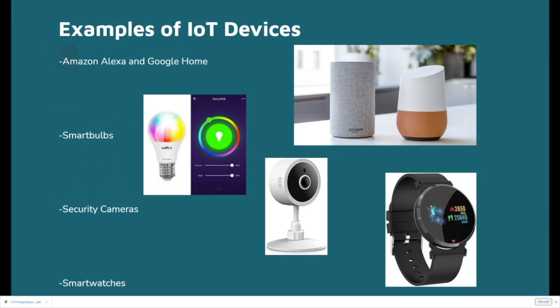Some examples of IoT devices: you most likely have a lot of them around you in your homes or apartments now. They're very common as they are extremely on the rise. Some of the big ones are Amazon Alexa and Google Home. I know a lot of people have smart bulbs. Security cameras are a big one, and smartwatches as well. I've also seen a few smart fridges and some ovens and toasters that include IoT.